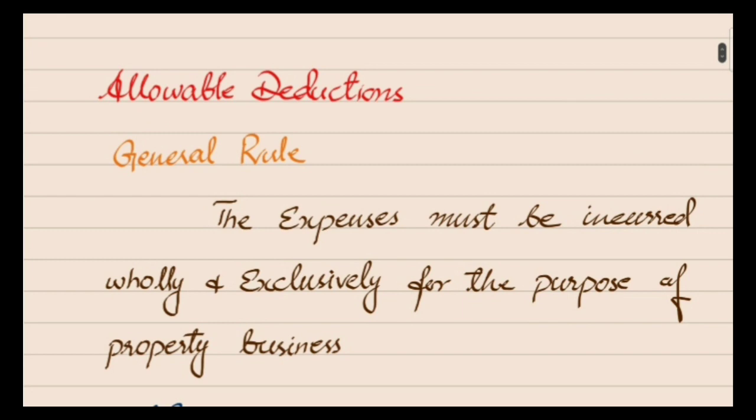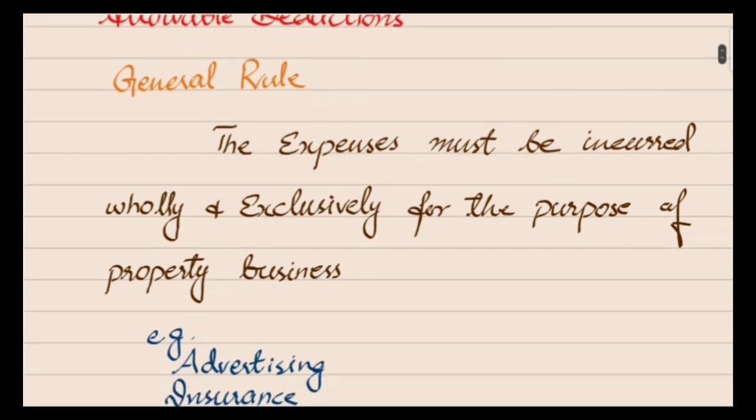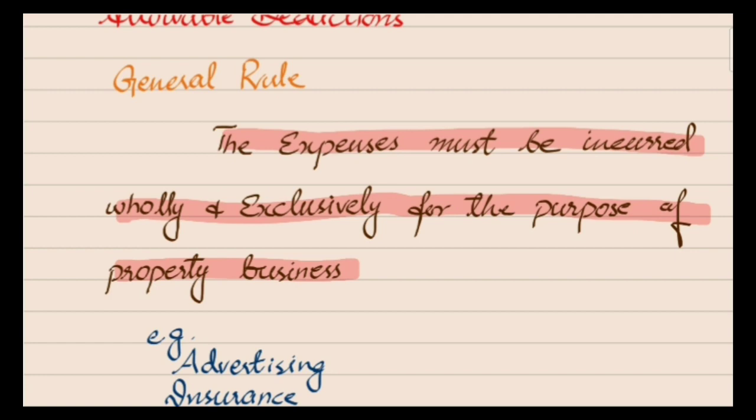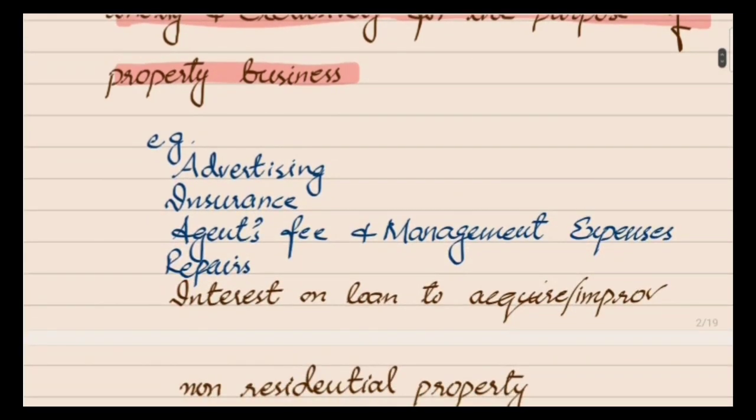Now what are the allowable expenses or allowable deductions, and what is the general rule about recording such expenses? The general rule is the expenses must be incurred wholly and exclusively for the purpose of the property business. Examples of allowable deductions are advertisement, insurance, agent's fee or commission or management expenses, and repairs.